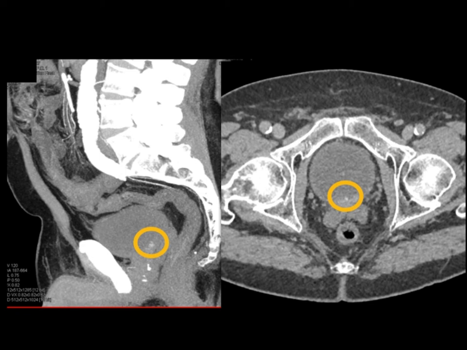Now, if the bladder is not distended, you're just not going to see those small tumors. You're just going to overlook them. So technique becomes a very, very important thing.